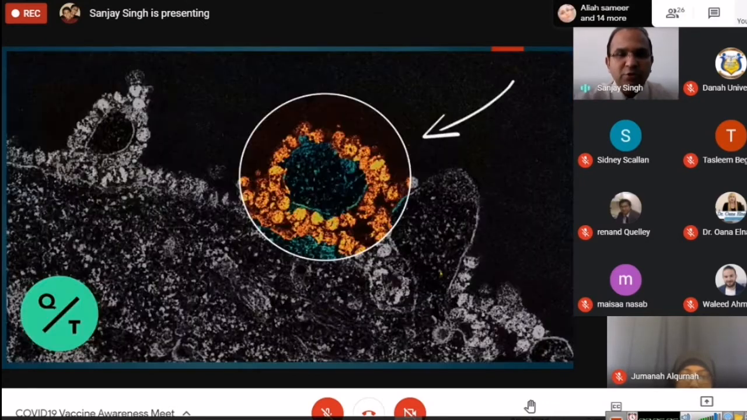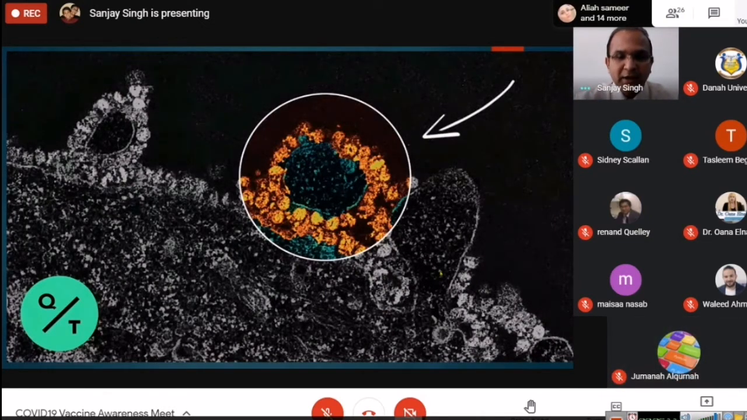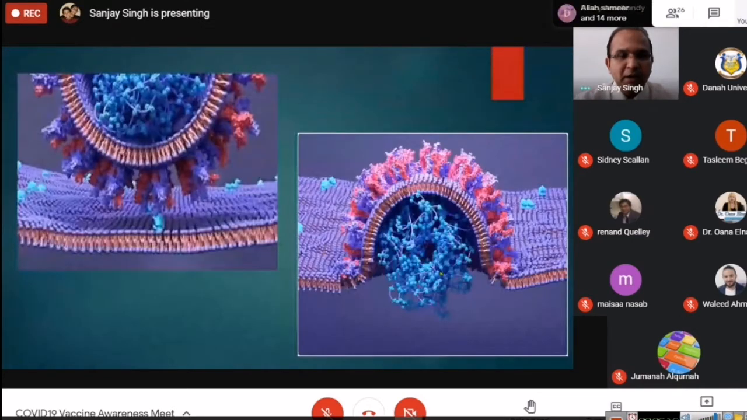This is the actual photo of the coronavirus attached to the human cell and trying to enter the human cell. This is a more graphical image of how the coronavirus attaches to the human cell. And after the attachment, it injects the genetic material into the human cell.